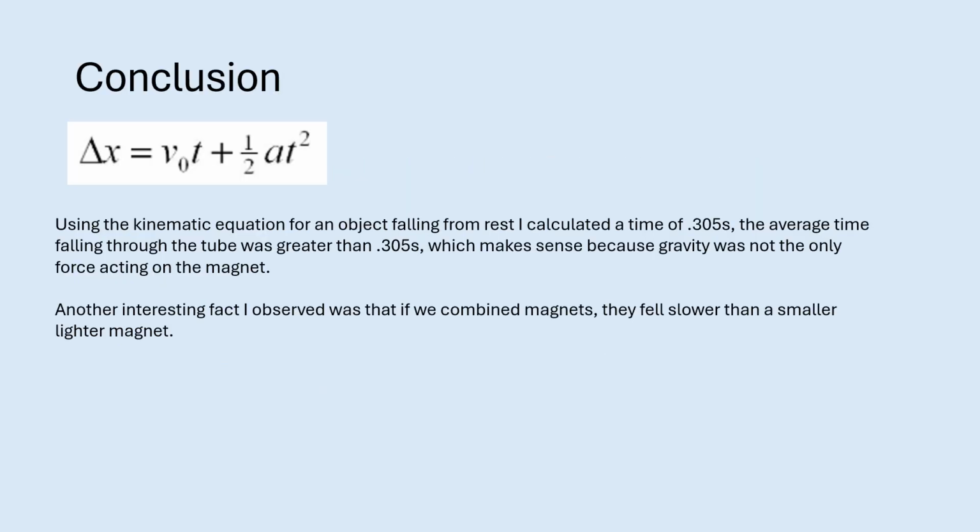In conclusion, using the kinematic equation for an object falling from rest, I calculated a time of 0.305 seconds. The average time falling through the tube was greater than that, which makes sense because gravity was not the only force acting on the magnet. Another interesting fact I observed was that if we combine the magnets, they fell slower than a smaller, lighter magnet.